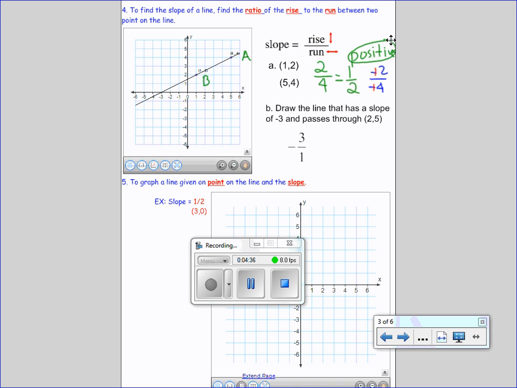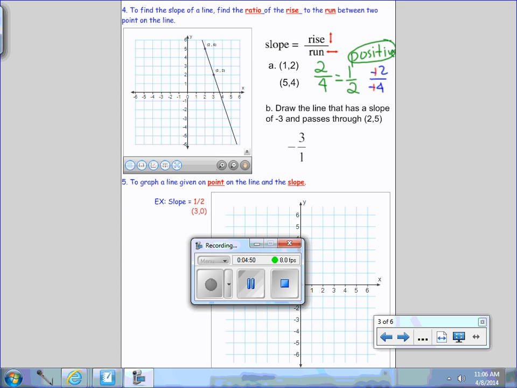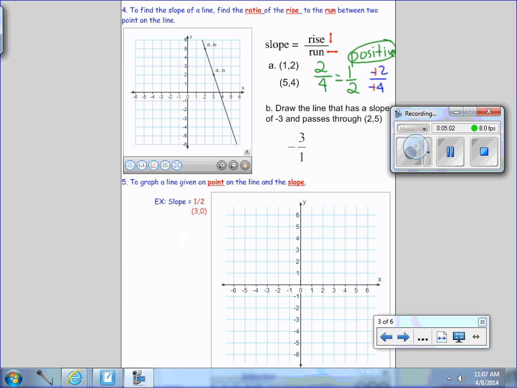All right, let's do B. Draw the line that has a slope of -3 and passes through 2, 5. So you'll notice I plotted 2, 5, and from that point I went down -3 over a +1. So the slope is a -3.